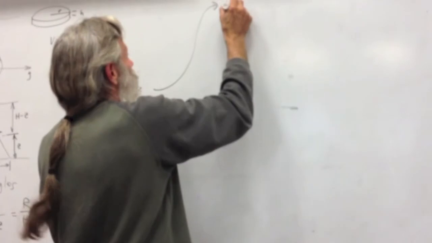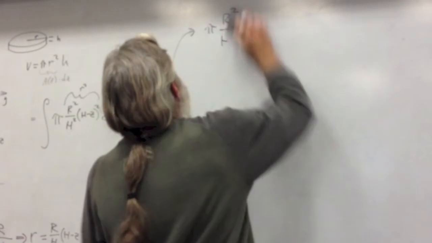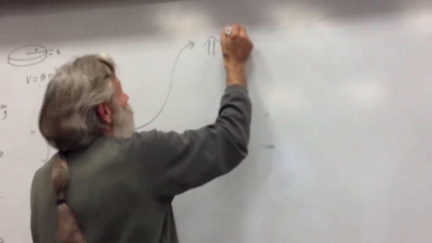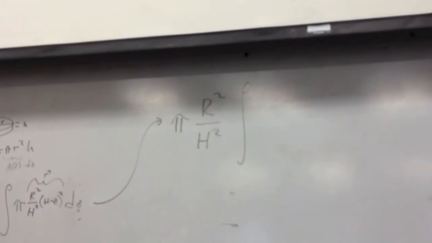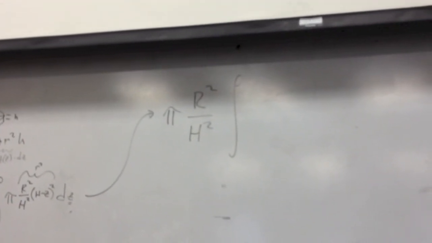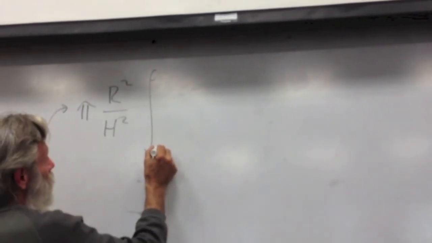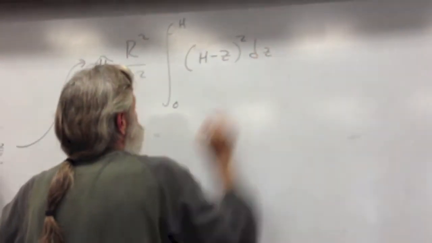So I can say what we have is pi big R squared over big H squared, integral. The slices are a z value of 0 up through a z value of h, so put in 0 to big H here, 0 to big H here. I took all that out, so what's left inside is just my h less z squared dz.